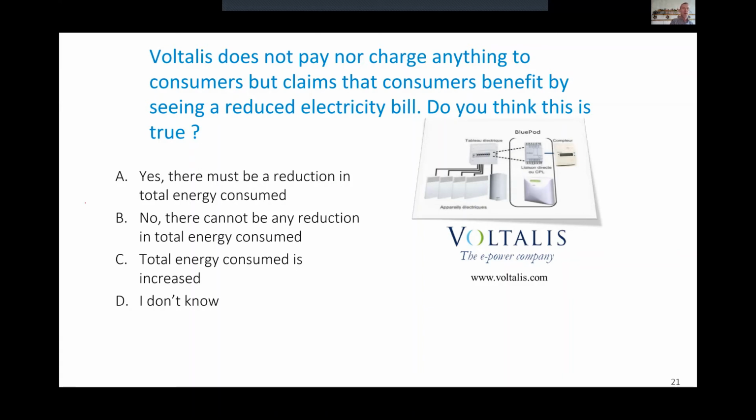Well, in fact, here, quite exceptionally, I will not give the answer. I will leave the answer to what we will see a bit later. So right now, yes, we could think there is no reduction in total energy consumed. At the same time, it's hard to believe that a company that has a large deployment could claim that there is an energy reduction. And if it's wrong, probably this company would have trouble. Some consumer associations would probably file a complaint somewhere. So what is happening?